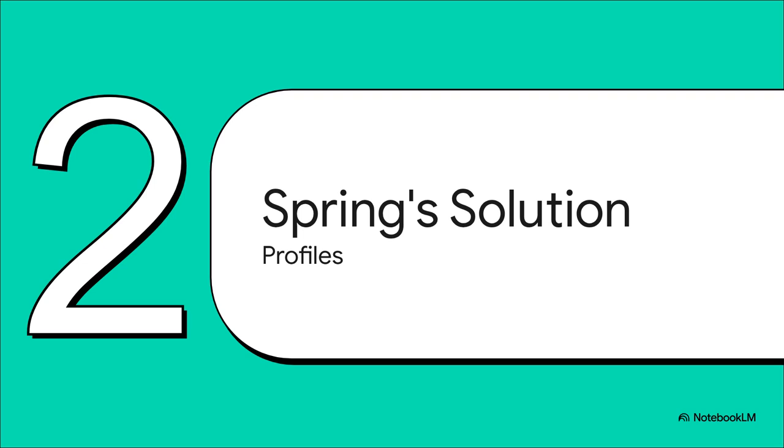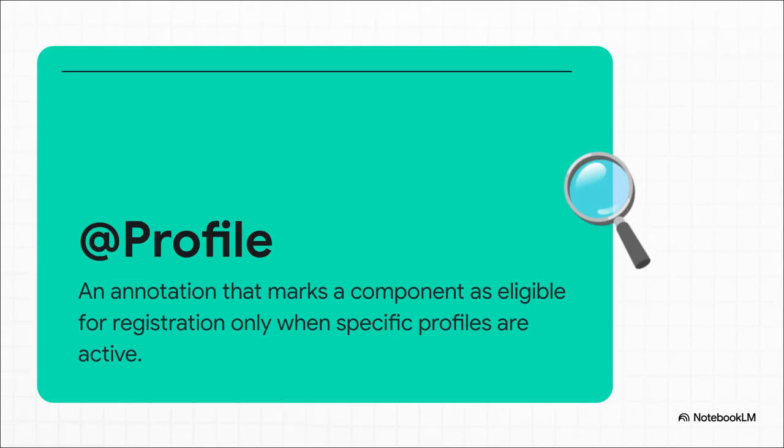And this is where Spring comes in with a really, really elegant solution to this whole mess. It's a feature called profiles, and it was literally designed to solve this exact problem of managing different environments. So the magic here is this little annotation, @Profile. The best way to think about it is like a light switch. You can label your different components, like a database connection or a specific logging setup, and you're basically telling Spring, hey, only turn this component on when this specific profile is active.